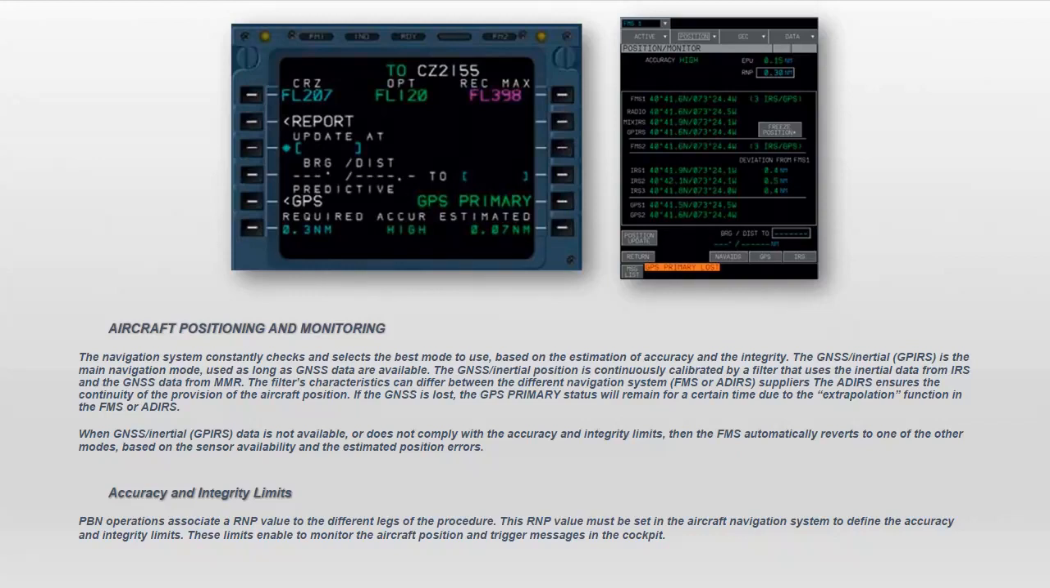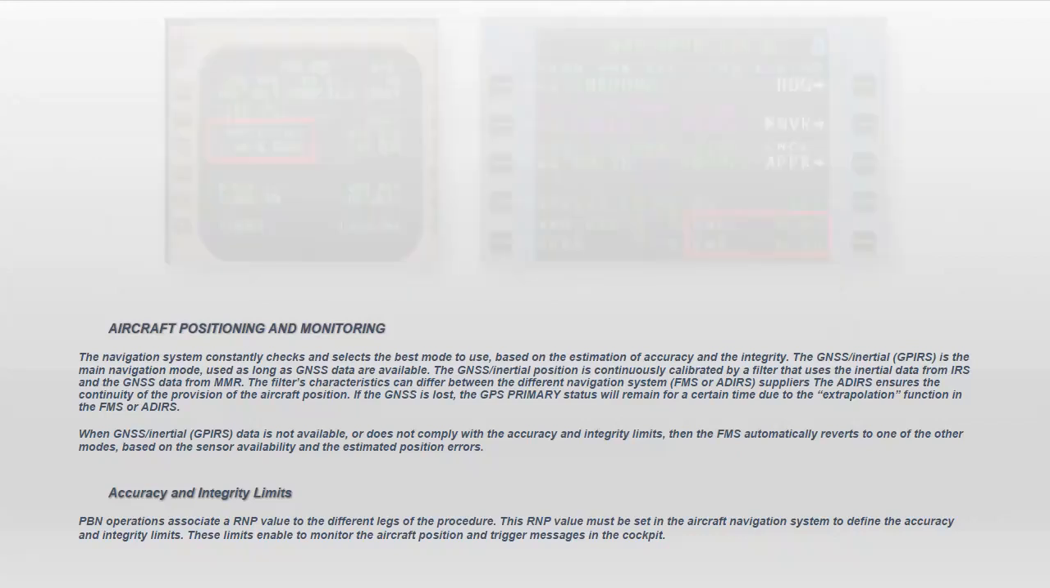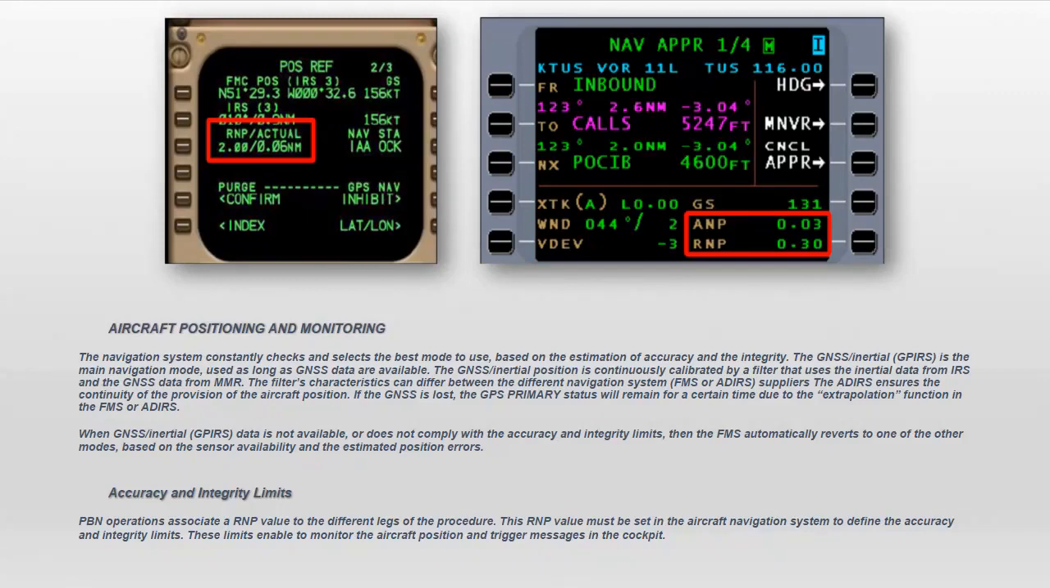The GNSS, inertial position is continuously calibrated by a filter that uses the inertial data from IRS and the GNSS data from multi-mode receiver. The filter's characteristics can differ between the different navigation system, flight management system or air data and inertial reference system suppliers. The air data and inertial reference system ensures the continuity of the provision of the aircraft position.